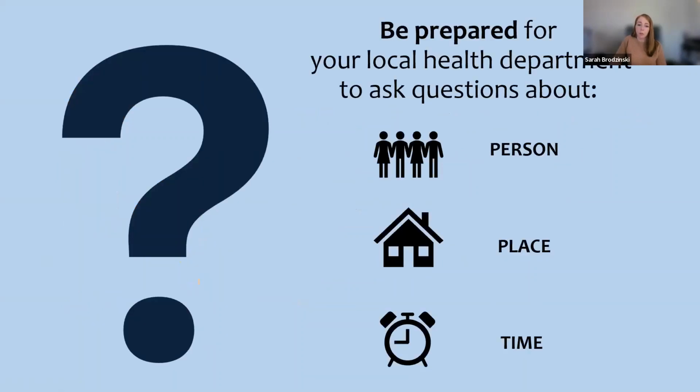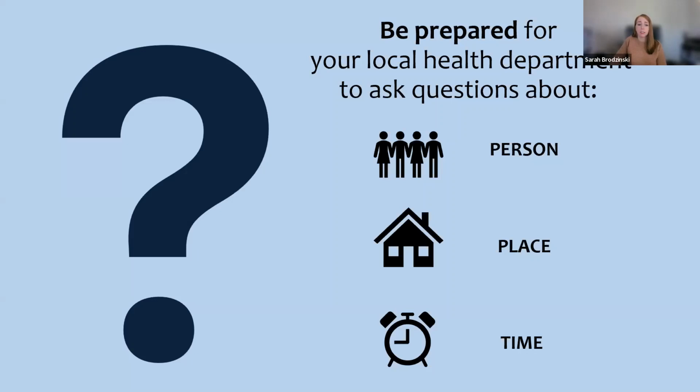And when you speak with your local health department, you will want to be prepared to answer some questions about the outbreak. Local health departments will need to gather information about the person, place, and time of the situation. They may ask for the number of children and staff at your childcare center or school, sometimes referred to as your census. They may also ask you to tell them about those that are ill.